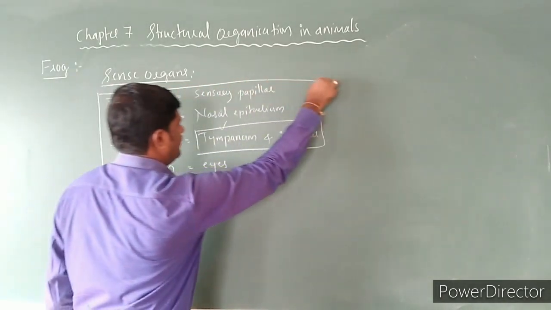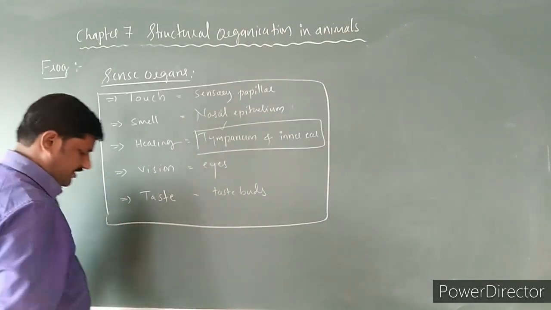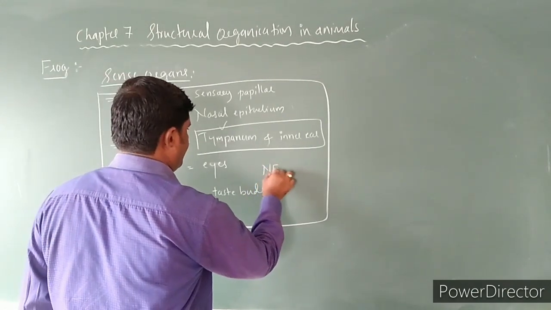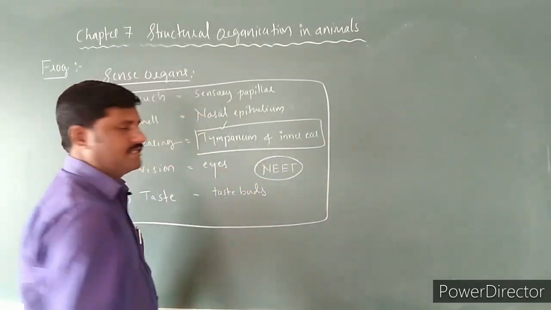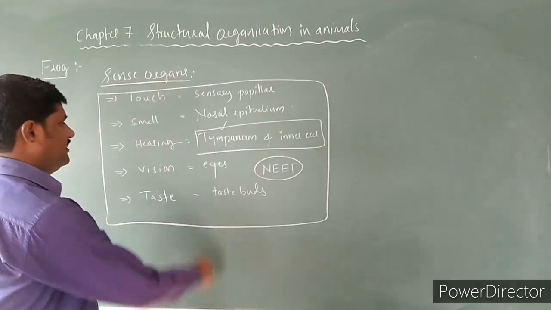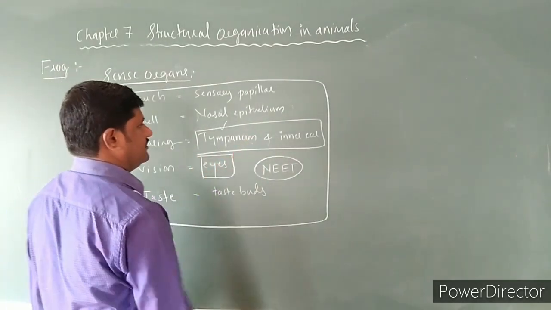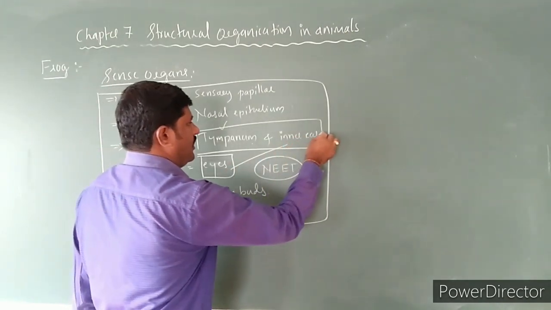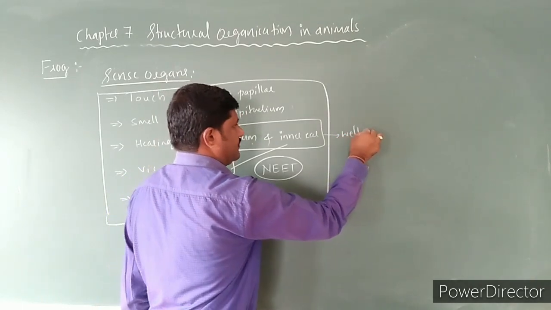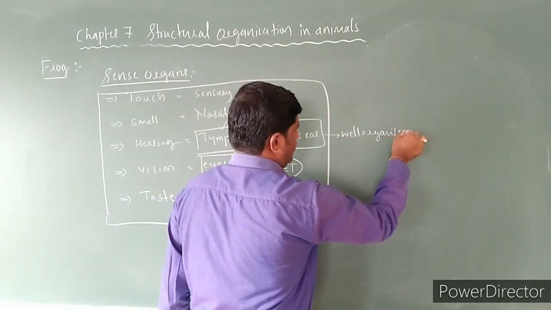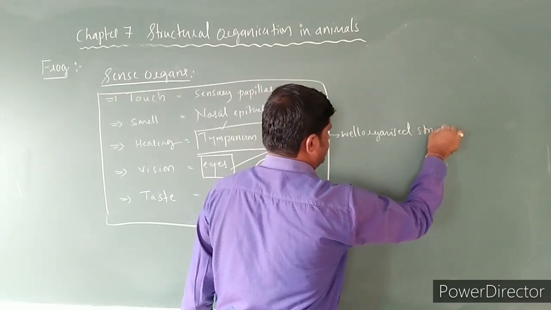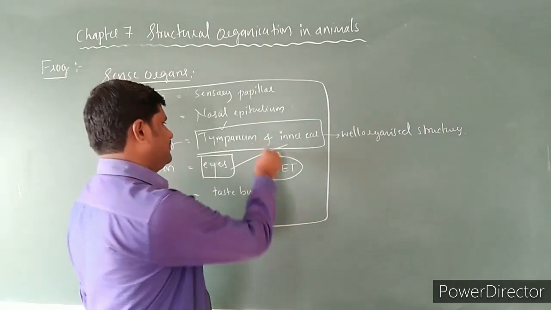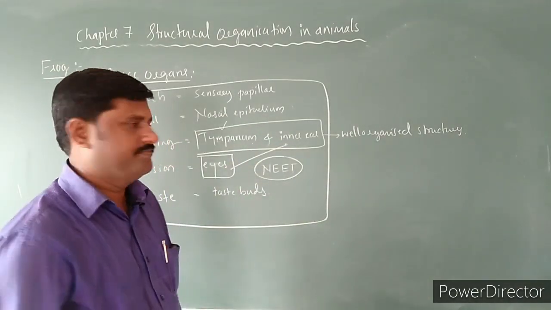These are very important points. So you must remember this from the NEET examination point of view, right? Among these, eyes are there, and the tympanum as well as the inner ear, especially the inner ear. These two, the eyes as well as the ear, are well organized structures.